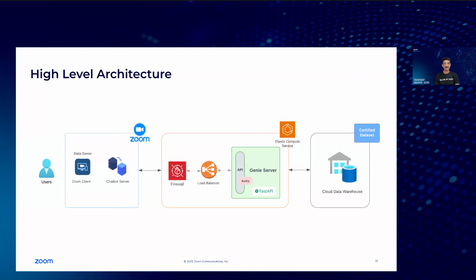With that, I think I'll request Kanda to jump into the technical side of the world and walk us through the architecture first. Thanks, Nilesh. Today, I'm super excited to walk you through the end-to-end architecture of our Zoom chatbot solution, Data Genie. This is a classic three-layer architecture: the client, middleware, and the database. The solution is designed for secure, scalable, and conversational access to certified data sets curated by the Zoom data organization.